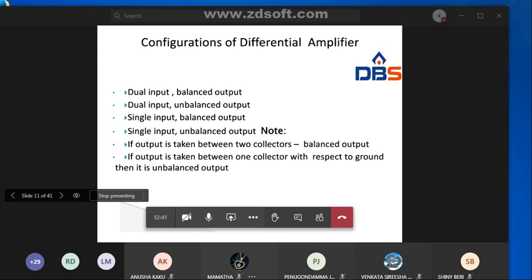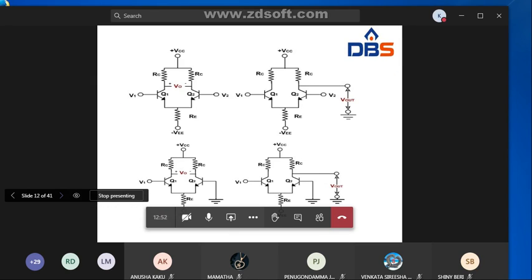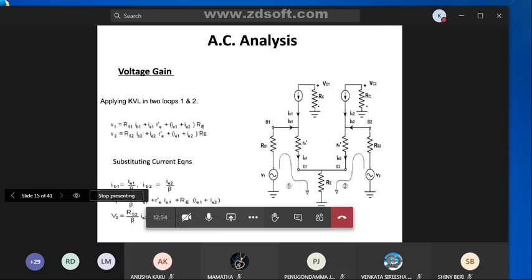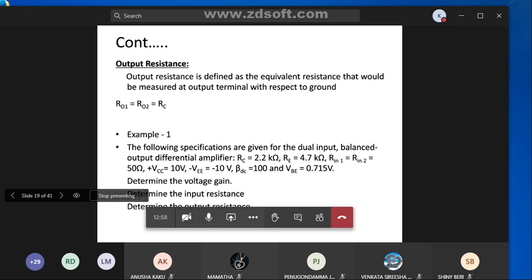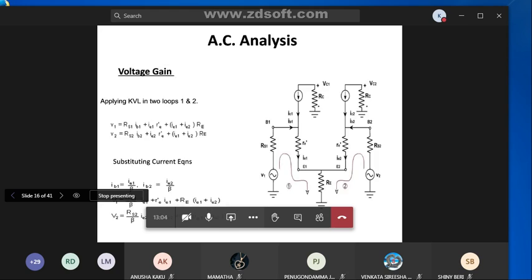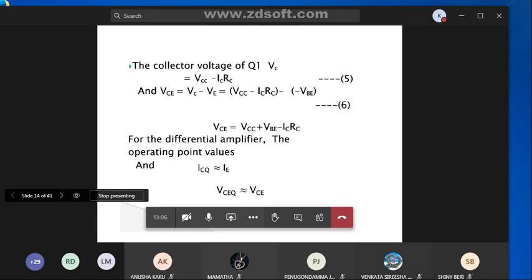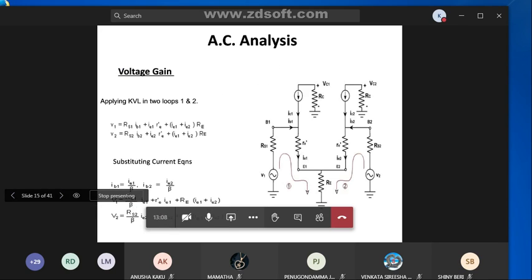Yeah, good afternoon students. In the last session we discussed different types of differential configurations, AC analysis, DC analysis, input resistance, output resistance and all these things. So now we will give a brief description of the different types of differential configurations.